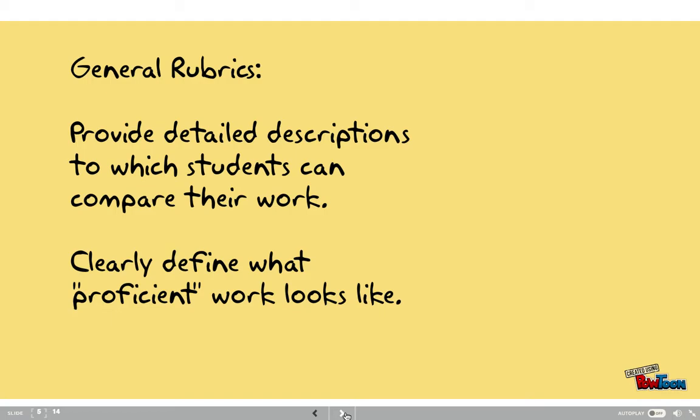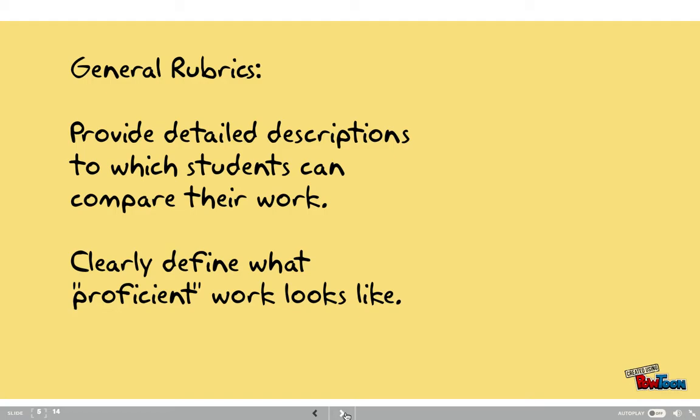So general rubrics, again, describe that detailed description to which students can compare their work. It should be high inference work for students. We're going to talk about that in a second. The major key to writing a strong, effective general rubric is to clearly define what proficient work looks like. And not to just define it in the rubric, but to include with that rubric an example of what proficient work looks like.